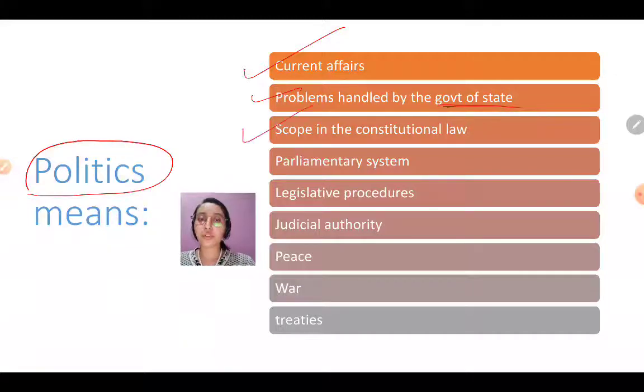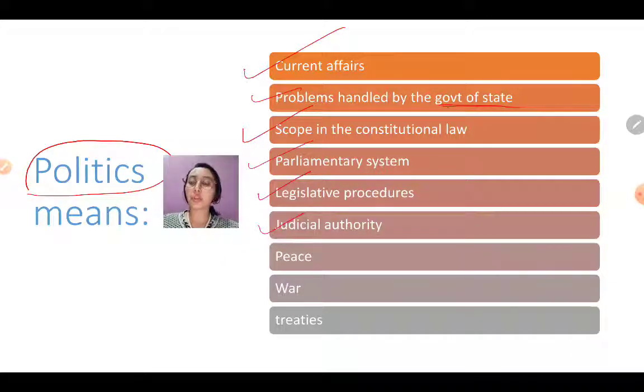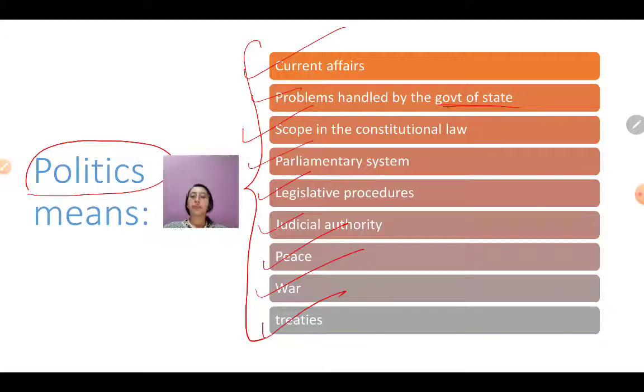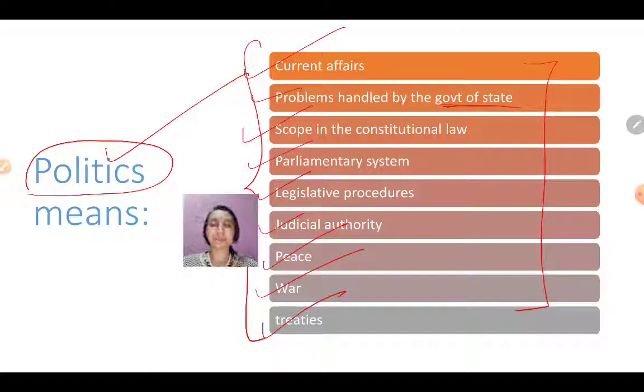So there is the scope of constitutional law, the different laws, and how the judiciary protects our constitutional rights. Many things are there: the parliamentary system, debates, legislative procedure, legal judicial authority. If politics is talking about peace, war, treaties, etc., it's all related to politics. So the topic which gives a certain idea about state and government is politics.